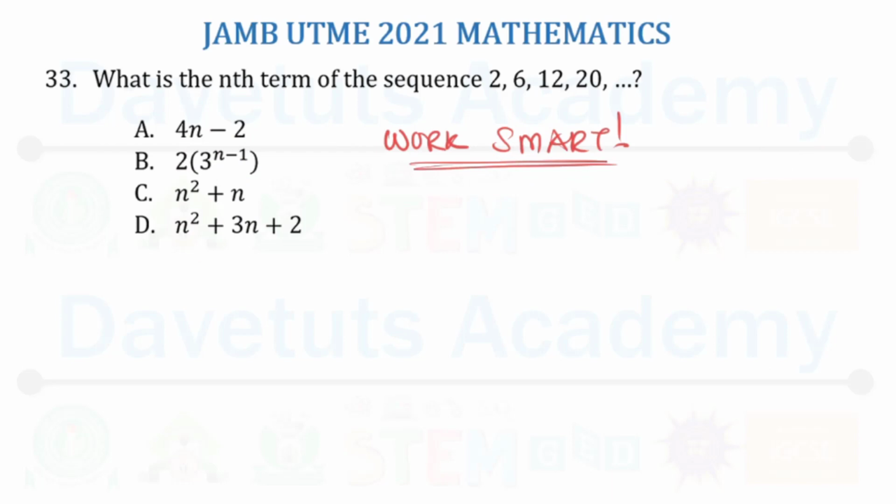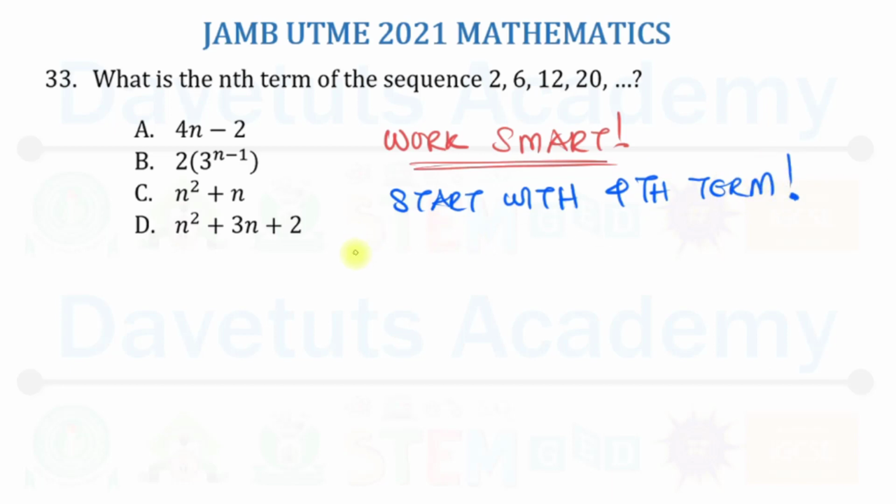Most of the time, students will start with when n is 1, when n is 2, when n is 3, and the truth of the matter is that most times the first 2 or 3 terms will be the same. So, as a rule of thumb, it's best to start with the last term. In this case, we have 1, 2, 3, 4, so start with the fourth term.